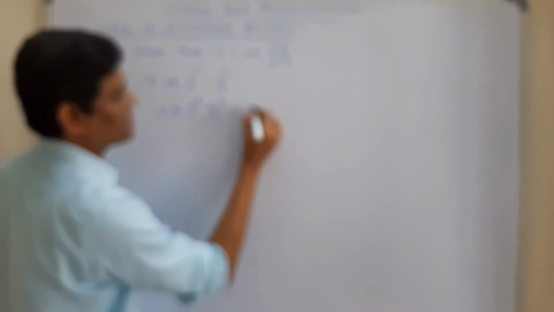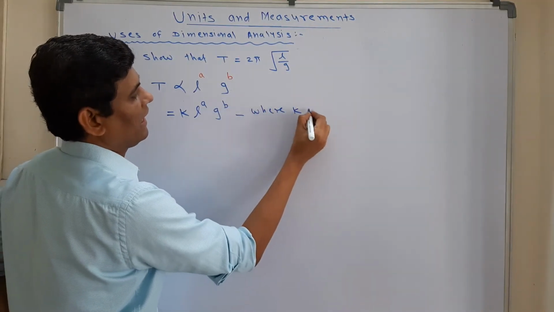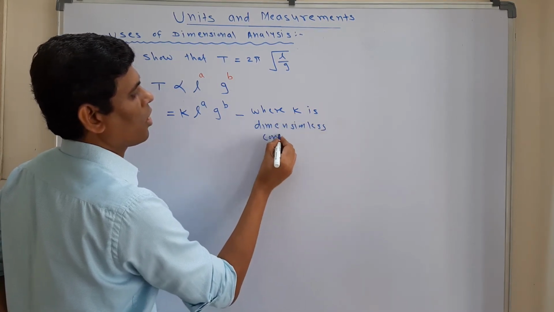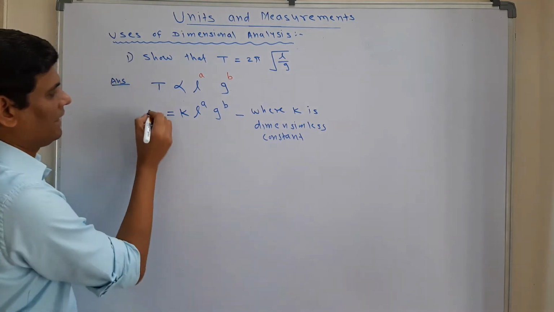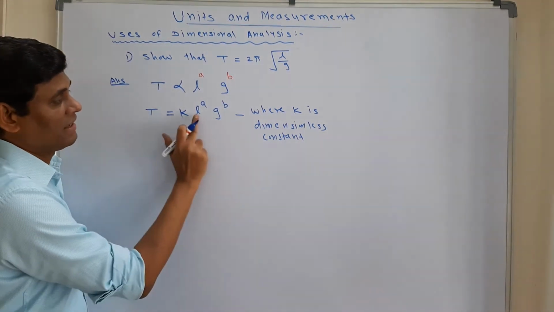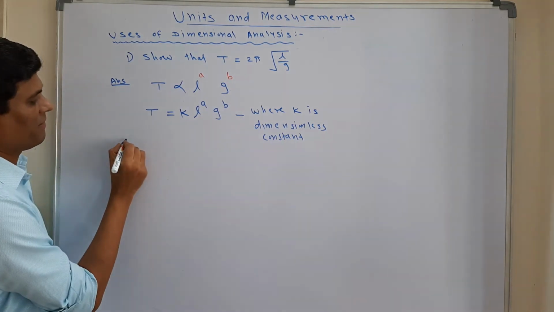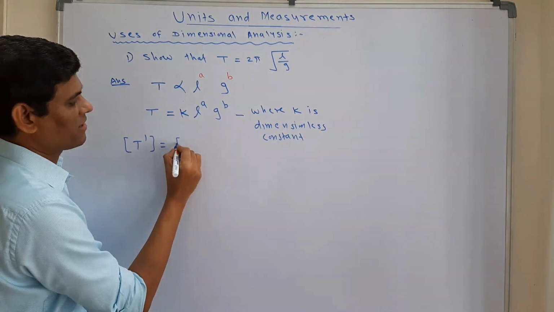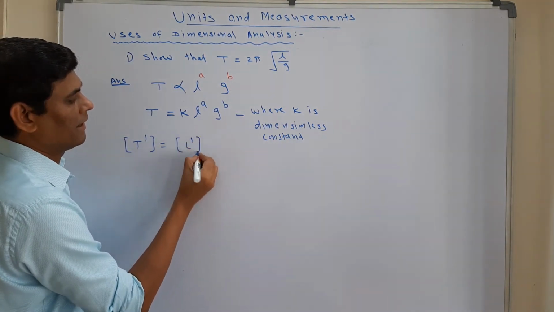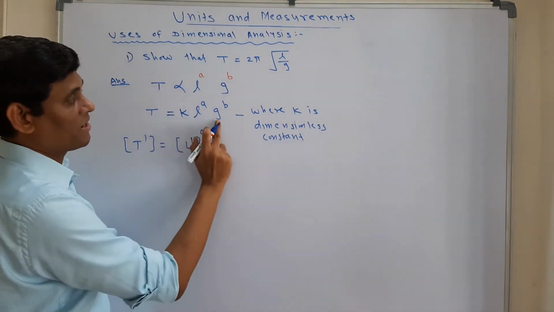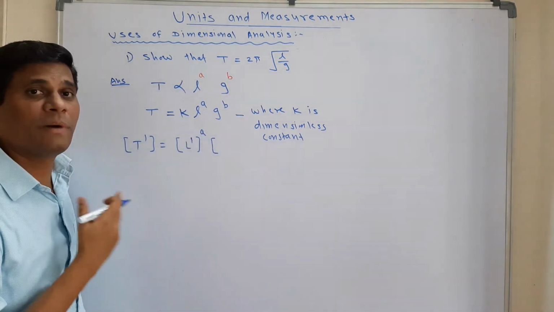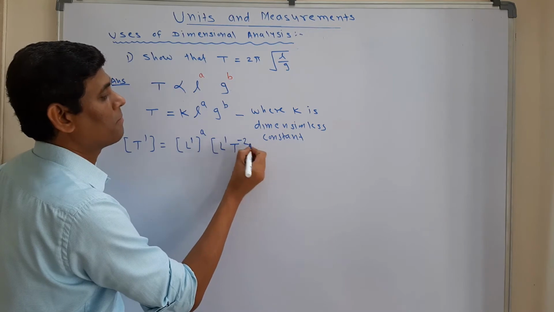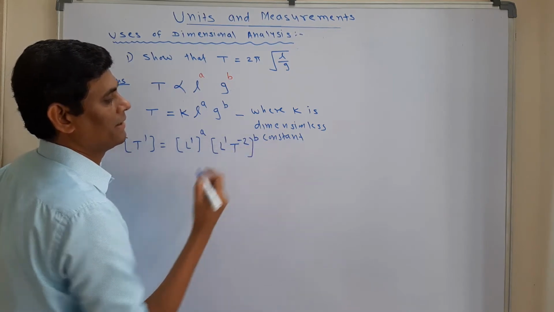So we have to mention where K is a dimensionless constant, T as it is. Now write the dimension of time, length and gravity. Dimension of time is T raised to 1, K dimensionless. Dimension of length is L raised to 1, raised to the power A. Dimension of acceleration due to gravity, you need to add all dimensions. Acceleration dimension L raised to 1, T raised to minus 2, raised to B.